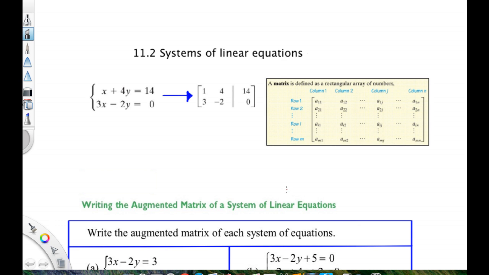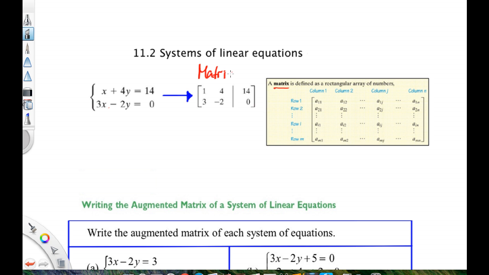11.2 Systems of Linear Equations. So let's look at systems again, and let's see if we can solve them a different way. I'm going to end up using matrices, so we need to figure out what a matrix is. This system, x plus 4y equals 14, 3x minus 2y equals 0, can be represented with this matrix.